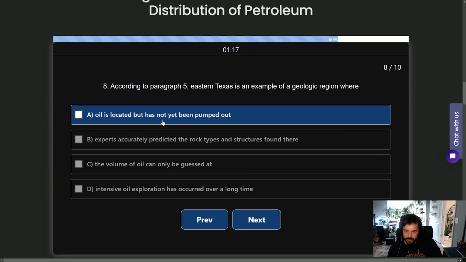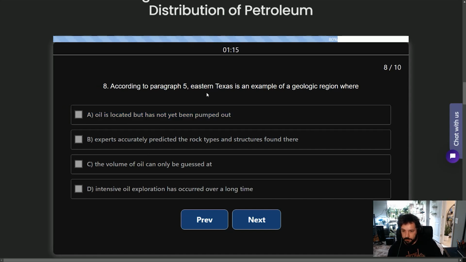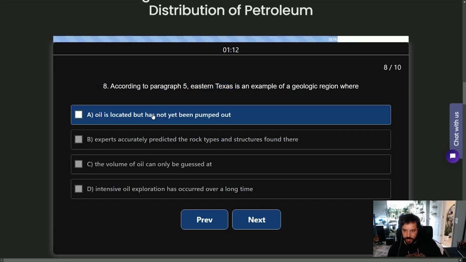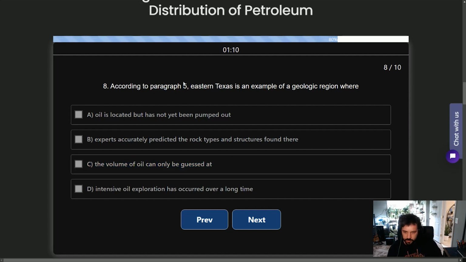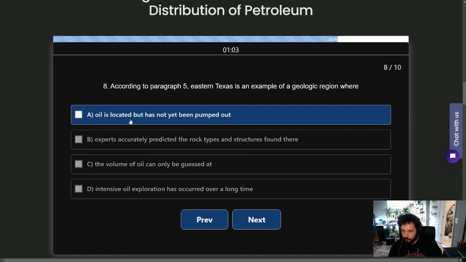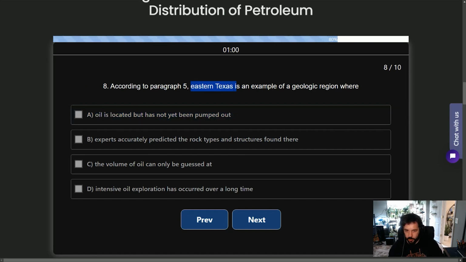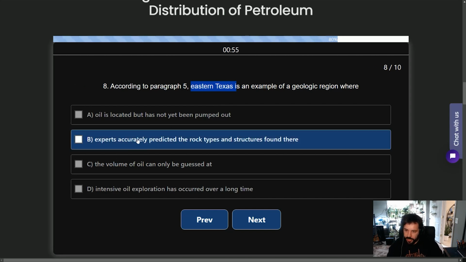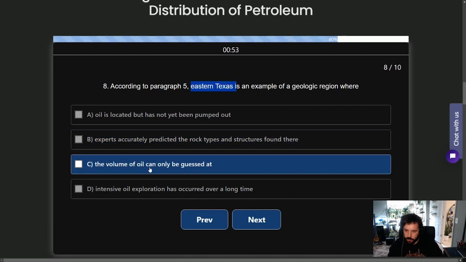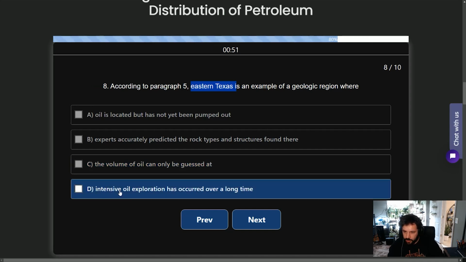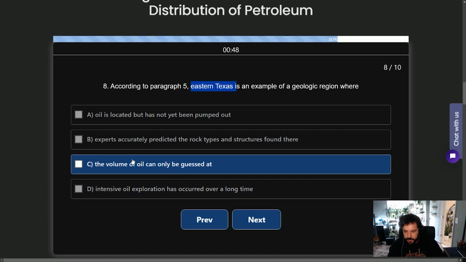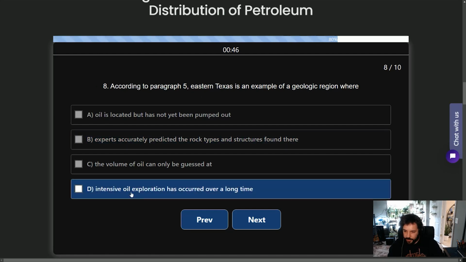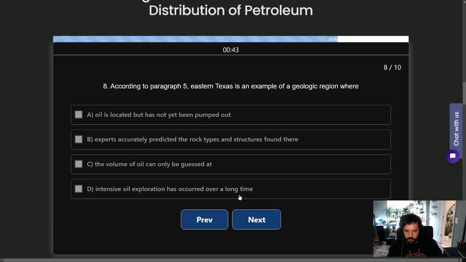"Oil is located but has not yet been pumped out." That's not at all what we said about Eastern Texas. Now, keep in mind, one mistake that a lot of students make here is thinking about these as true or false options. But we do not care if they are true. Even if this is true, we don't really care about it because the question is, why does the author mention Eastern Texas? Eastern Texas is an example of what? "Experts accurately predicted," no. "The volume of oil can only be guessed at," no. I mean, it's true, but that's not why the writer mentions Texas. "Intensive oil exploration has occurred over a long time."